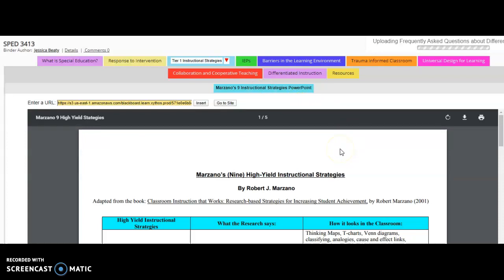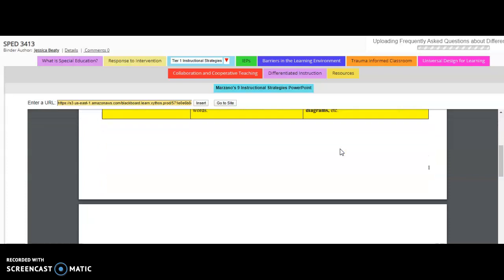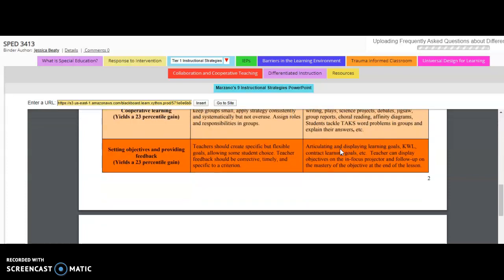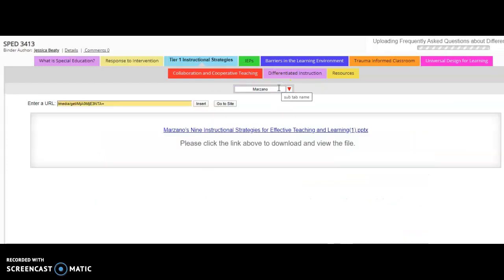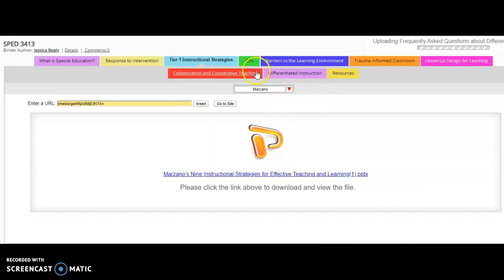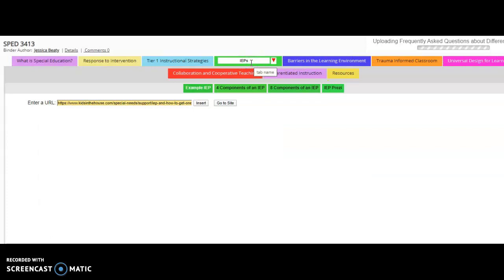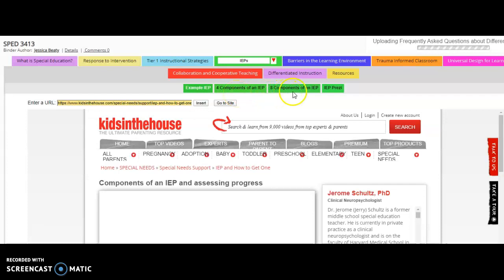This is the graph PDF chart that you gave us in class, and then also the PowerPoint that we went over. And then I moved on to IEPs. I have an example of one, I think it was an anatomy example, the 4 components of an IEP, and then the 8 components, and then the Prezi, which I also really like.